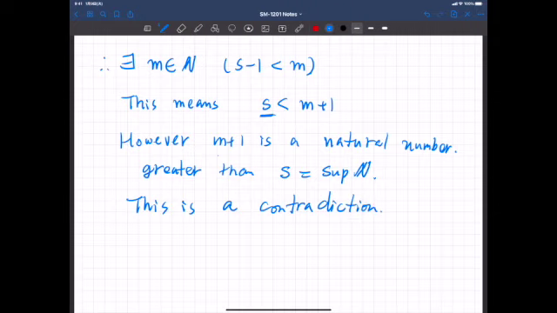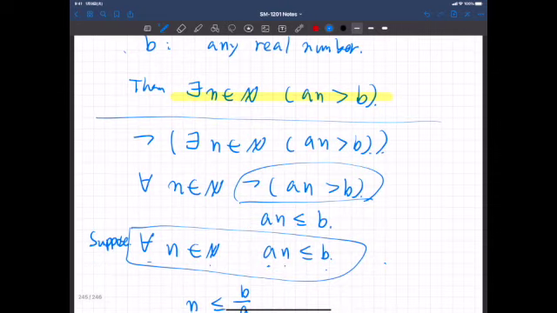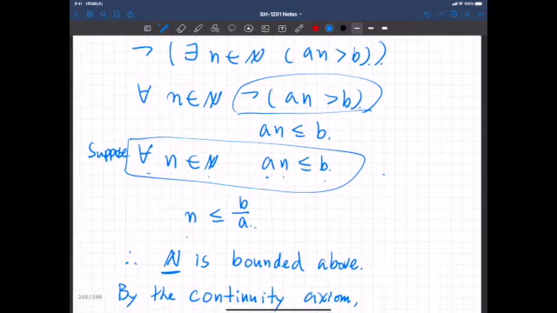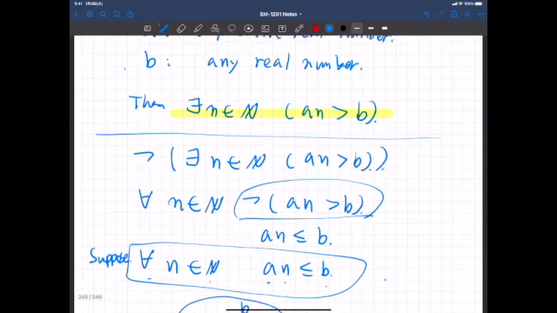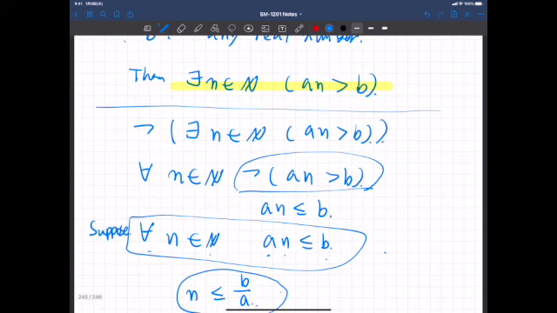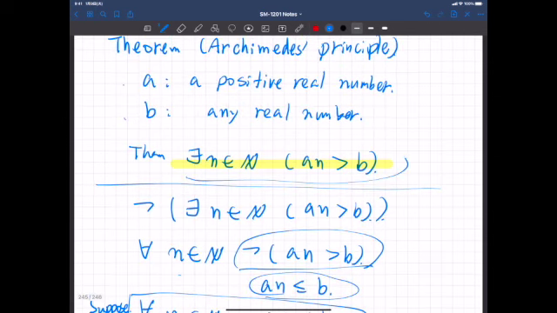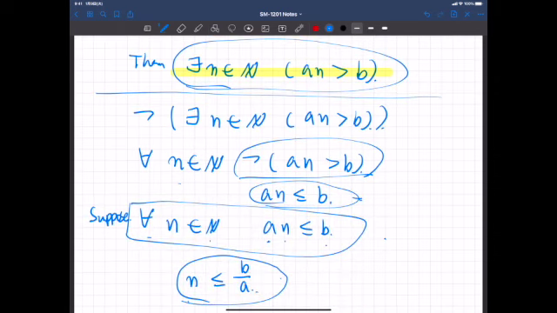So this contradiction came from the assumption that the set of natural numbers is bounded above, which came from the assumption that for all natural numbers this is true. So therefore this must be true. The negation of this assumption resulted in a contradiction, so the original assumption must be true. Therefore we are done with this proof.